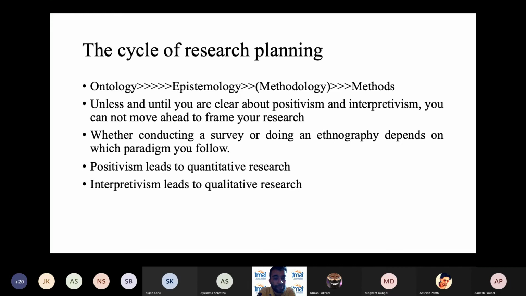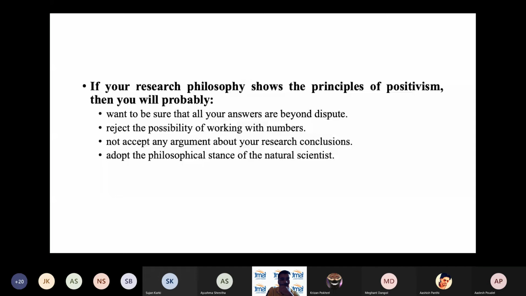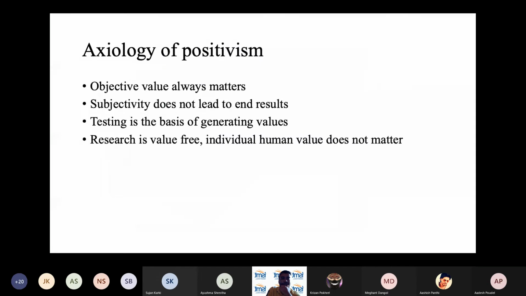If it is the extreme of positivism, then can you please relate the axiology of interpretivism? What can it be? Do you have any idea? Suppose I show one. The axiology of positivism is this. So can you please tell me the axiology of interpretivism?